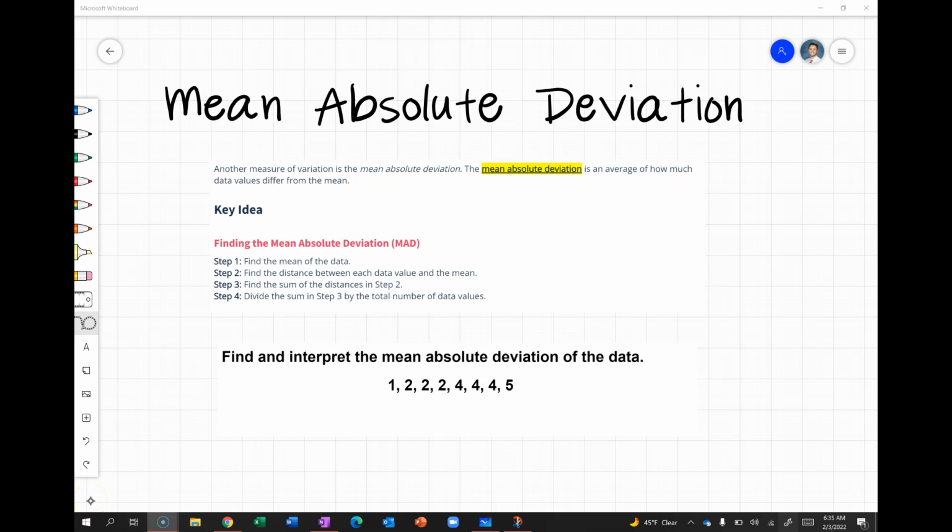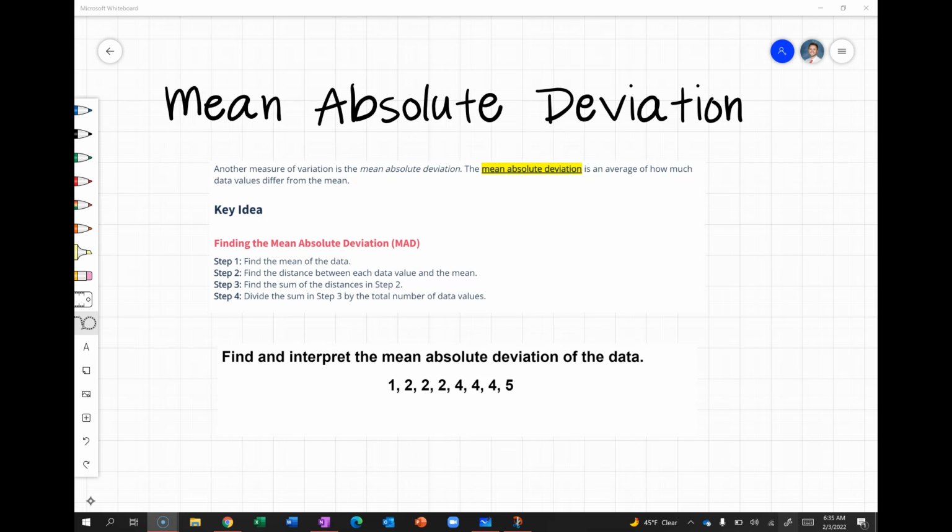This video is looking at the mean absolute deviation. This is a measure of variation, so it looks at the average of how far away from our mean each data value is. So to find the mean absolute deviation, we start by finding the mean. Then we're going to find how far away each of our data points is from the mean, and then we find the average of that.